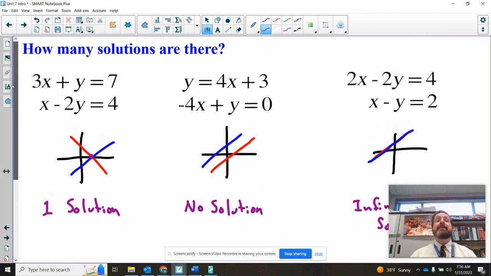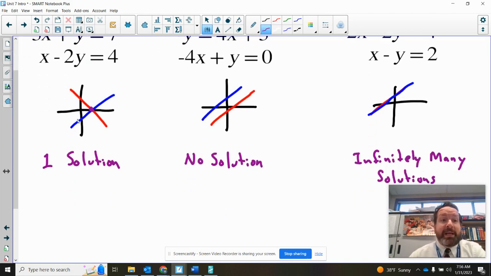Now here's my advice. There's not a space for this on the front of your toolkit. I would put this on the back. This is what it looks like when there's one solution, your two lines cross. This is what it looks like when there's no solution. Your two lines are parallel and never meet. This is what it looks like when there's many solutions. It's just the same line twice.